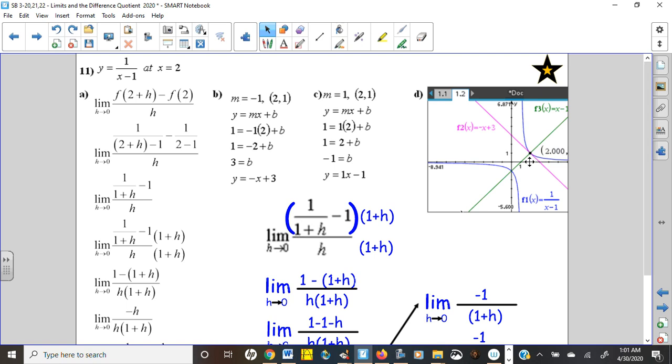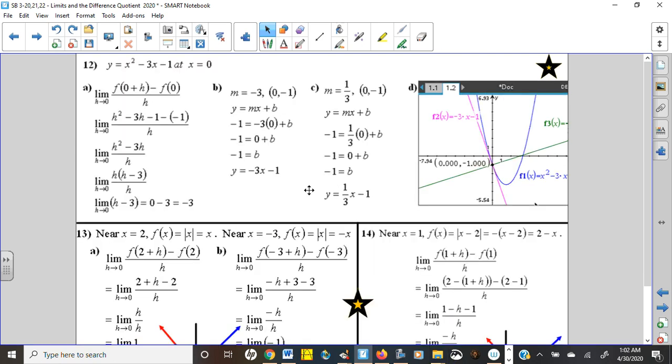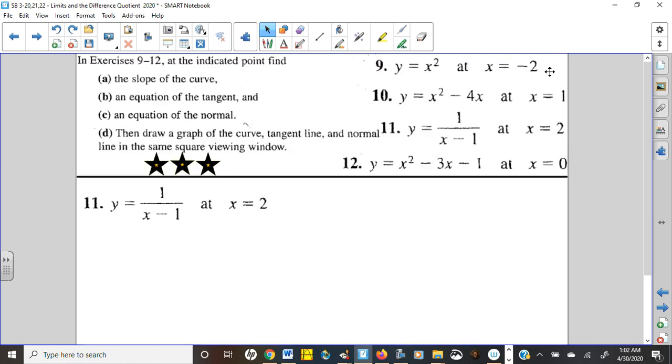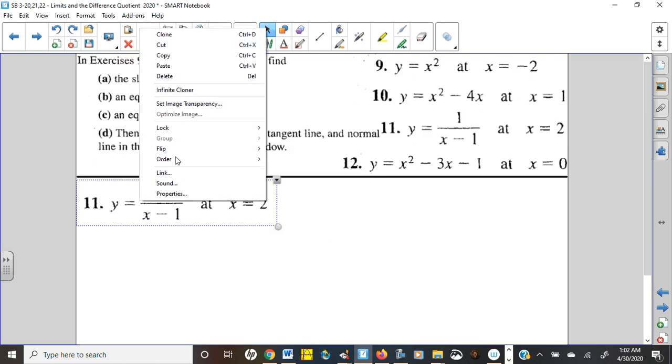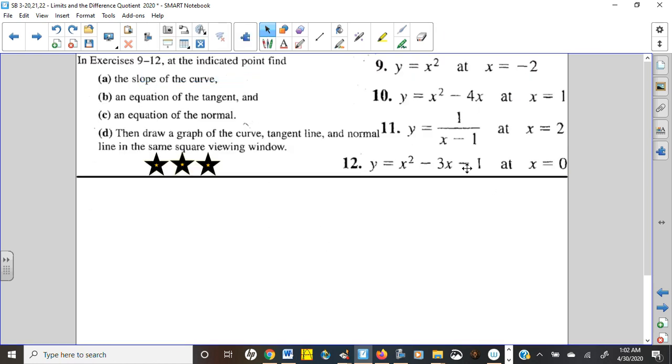Now there is a little trick you can do to make the perpendicularness look more perpendicular, and that is, well, I'll show you on this last one. So this last one is just another parabola. This time they want it to evaluate it at 0. That actually makes our job a little bit easier.